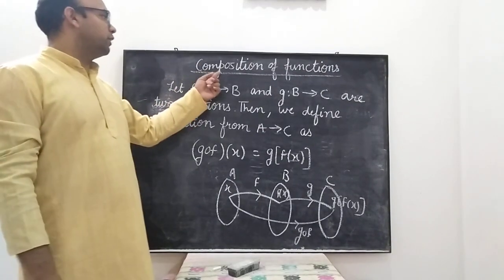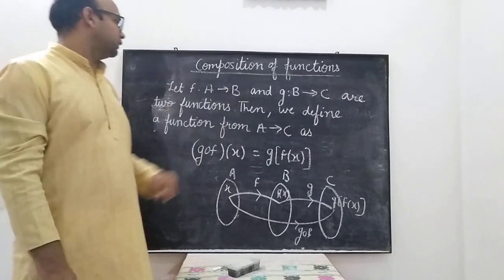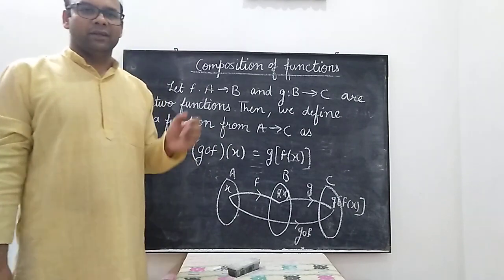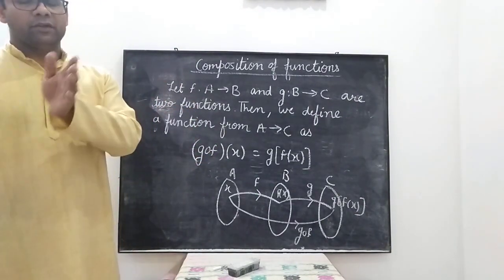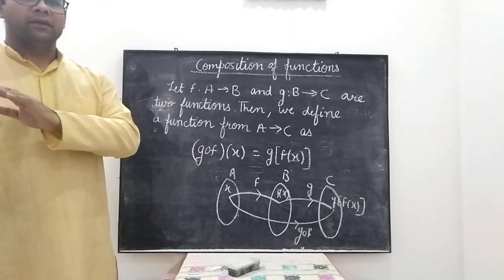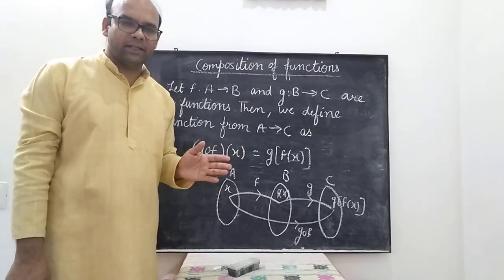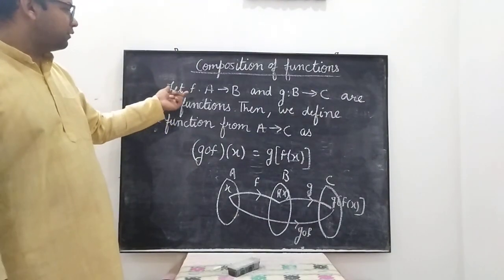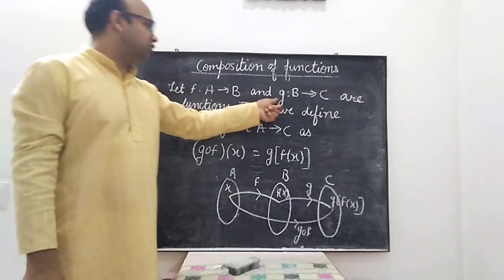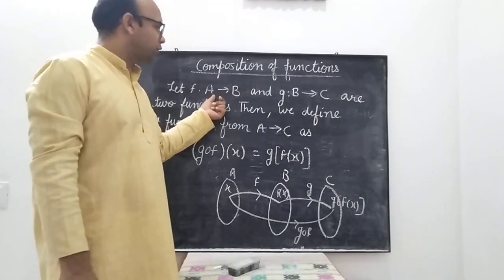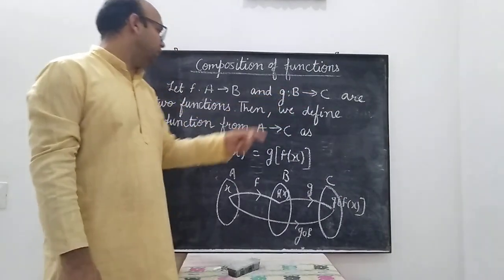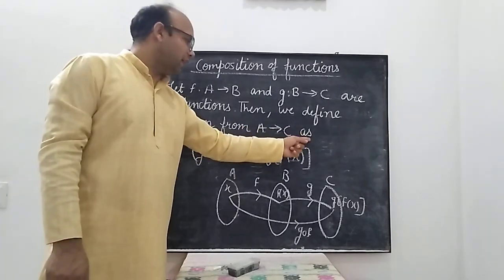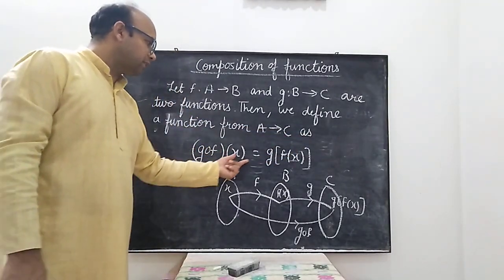Dear students, today we will be studying composition of functions. We already know that a function is a special type of relation which is defined from, say, set A to another set, say set B, such that every element of set A has a unique image in set B. Now, if we have two functions f and g defined respectively from A to B and then B to C, then we can always define a function from A to C as gof of x is equal to g of fx.